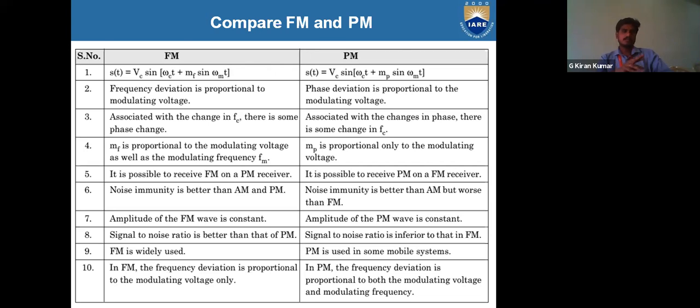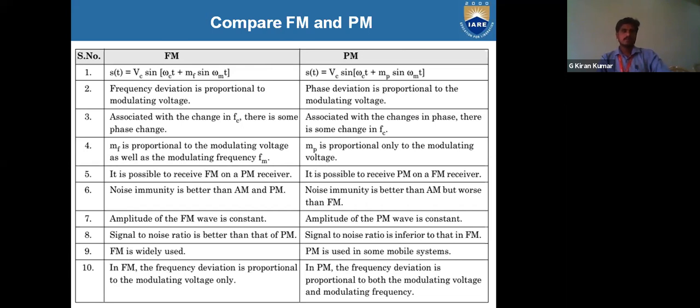And MF or KF, MP or KP. MF is the modulation index, the frequency sensitivity factor. It is proportional to the modulating voltage as well as the modulating frequency fm, because m(t) has the modulating frequency fm. Here also the same thing: MP is proportional only to the modulating voltage. Just remember this. Here it is proportional to the modulating voltage only. But in FM, it is proportional to the modulating voltage as well as the modulating frequency.